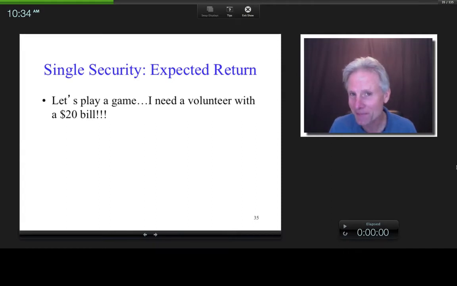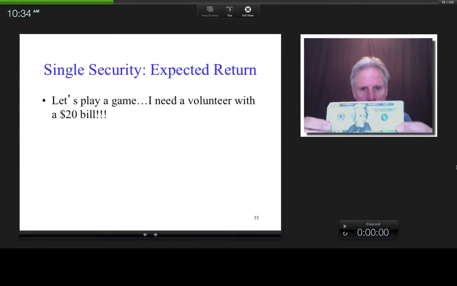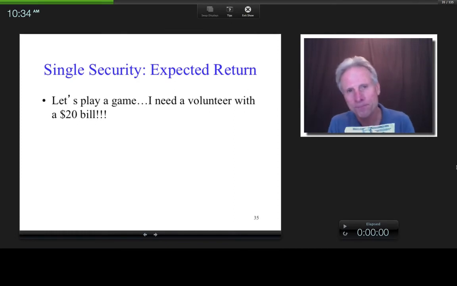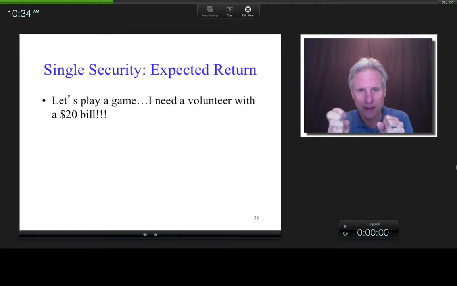Well, I'm going to start off with a game, and for this game I need a $20 bill. Any volunteers? Well, when I'm in class, usually people aren't reluctant to give up $20, but I just happen to have a $20 bill right about here. Okay, $20. And here's the game. What I'm going to do is fold up this $20 bill into a tiny little piece, and I'm going to put it in one of my hands. Now I'm going to put it behind my back, and you're not going to know which hand it's in, and then you're going to pick a hand.